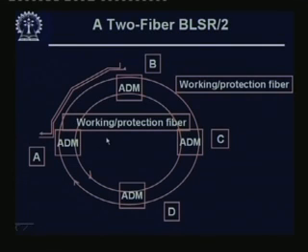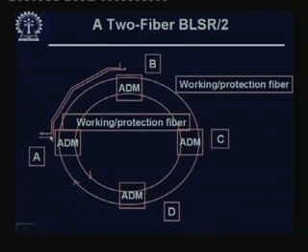There is also a 2 fiber version of BLSR, namely BLSR 2. So, here both the fibers are working as well as protection fiber. That means, if one of them fails, the other one will give the protection in the other direction of the ring. Okay. If you note, the rings are going in the opposite direction.